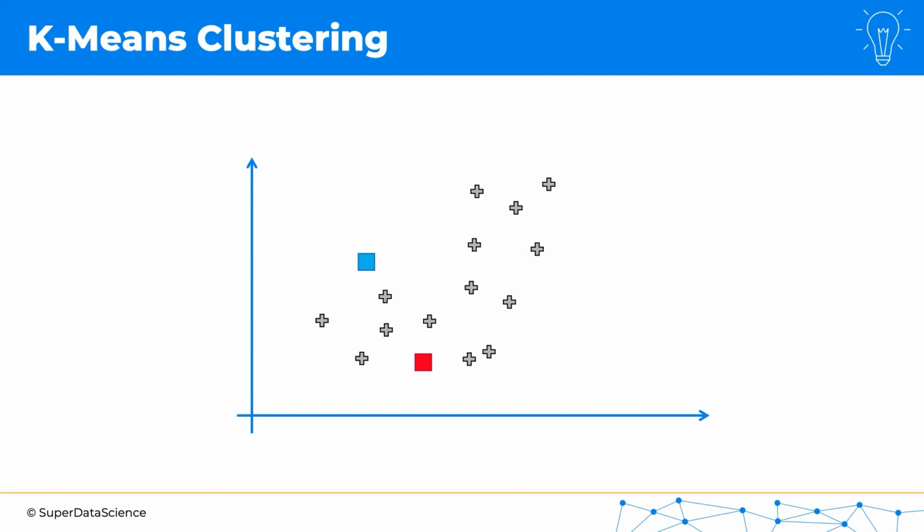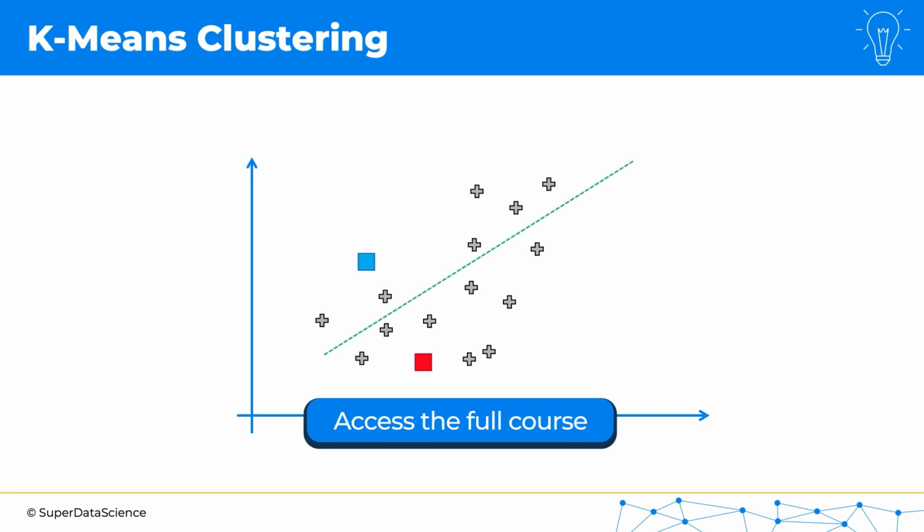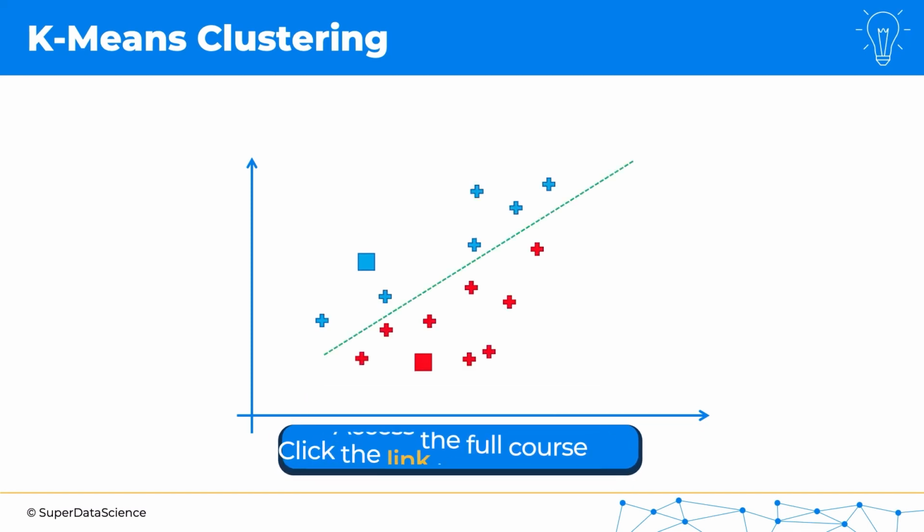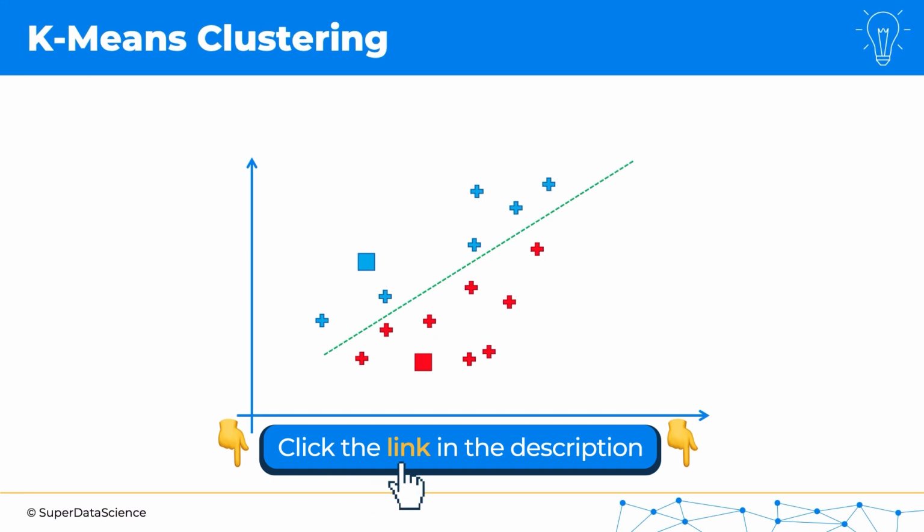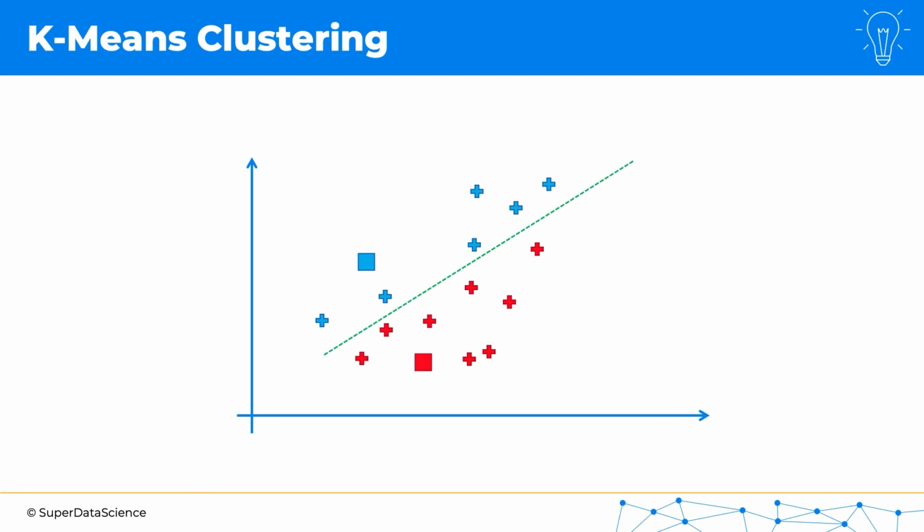Now what happens next is k-means will assign each of the data points to the closest centroid. In this case, it's easiest done by drawing this equidistant line. Anything above is blue, is assigned to the blue centroid. Anything below is assigned to the red centroid.